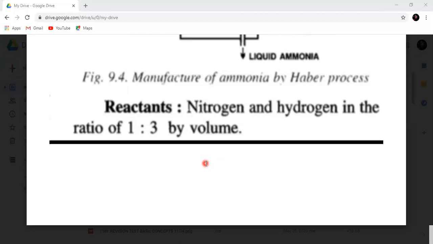In the next lecture we will study the properties of ammonia. What are the properties of ammonia? We will do that in the next one.